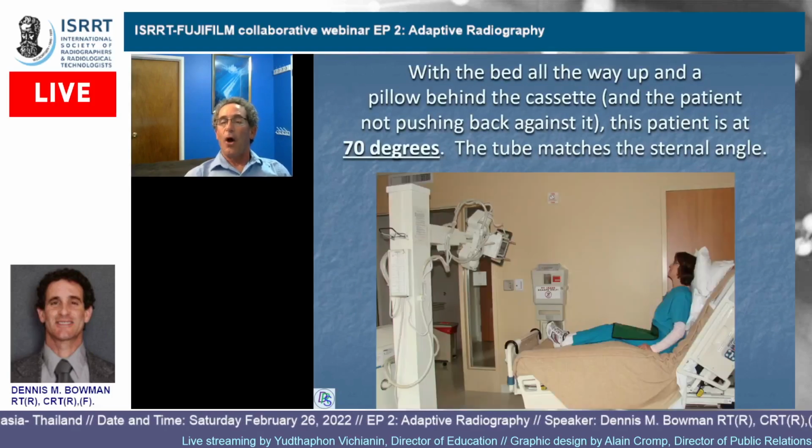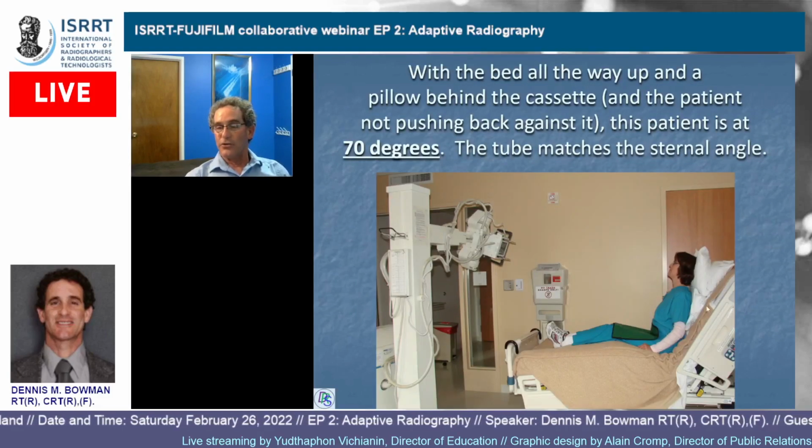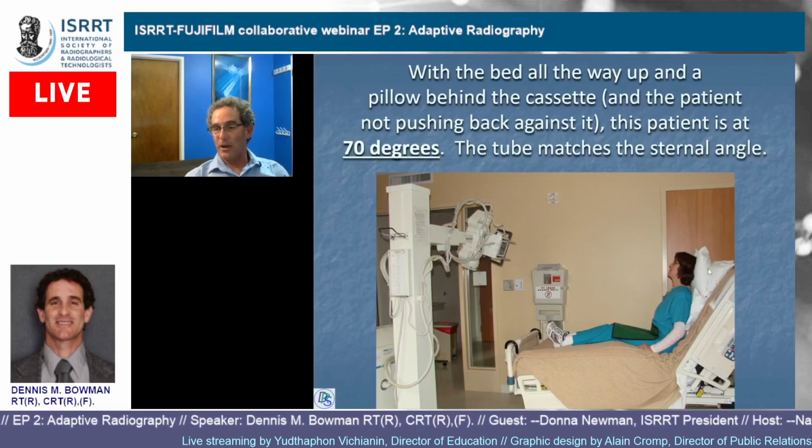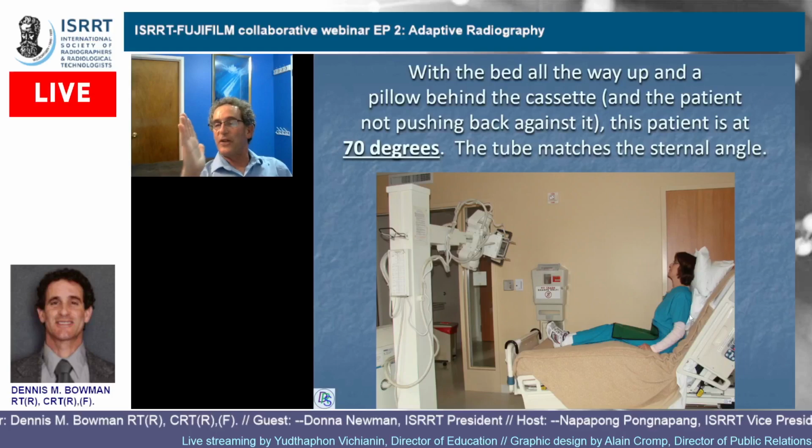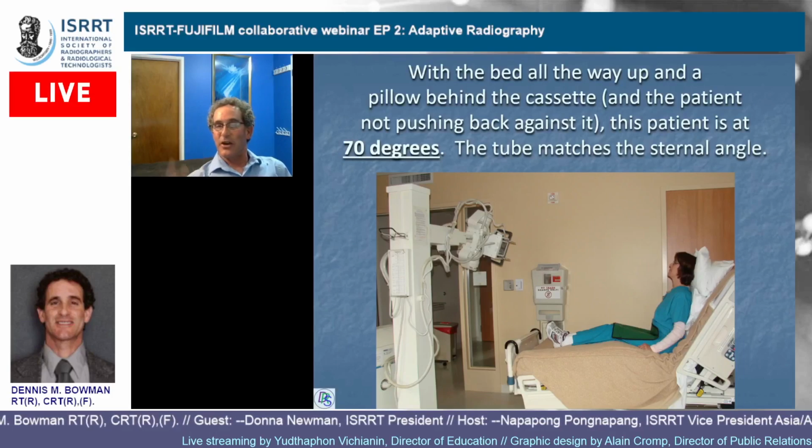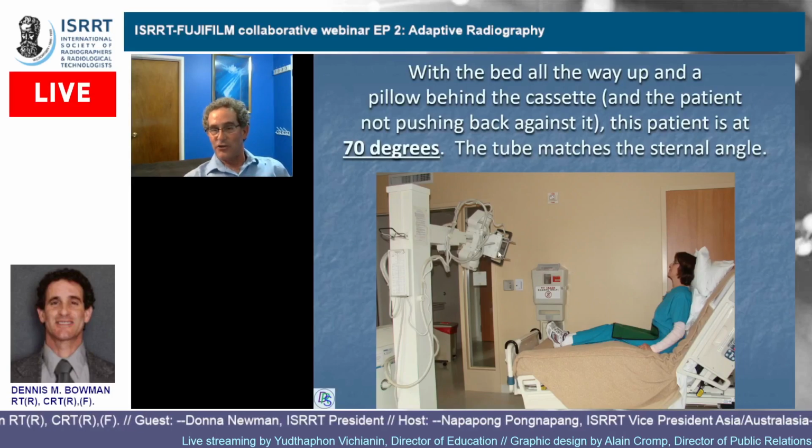So with the bed all the way up, which is this bed, we've got the detector behind their back, and one solid pillow behind it, and then a couple of pillows for her head, but there's one pillow behind that cassette detector that you can't see anymore. We call this 70 degrees, and it's 70 degrees, this angle you're seeing there.